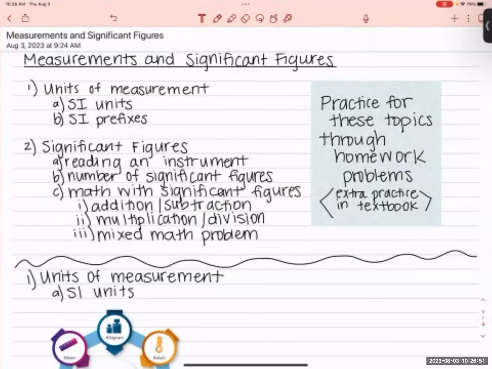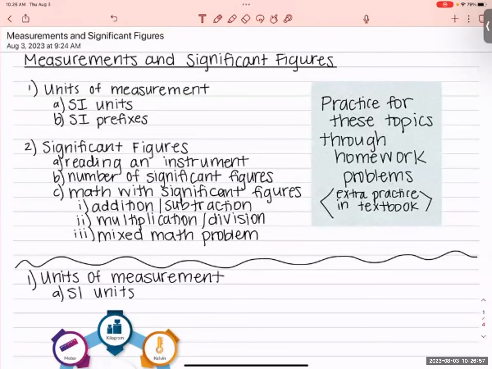Hi, so today we're going to be looking at measurements and significant figures for chemistry. We're going to cover units of measurement, including SI units and SI prefixes, which you will need to memorize. We will be looking at significant figures, how to find them, and then how to do math with them. And then you will have lots of practice through homework problems.